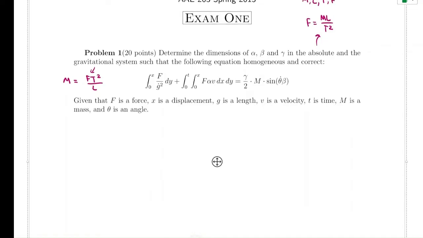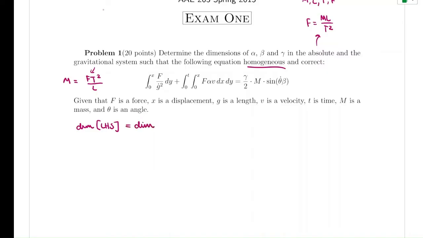Okay, and when it also talks about homogeneous, it's asking that the dimension on the left-hand side equals the dimension on the right-hand side. We're also given that F is a force, X is a displacement, G is a length, V is a velocity, T is time, M is mass, and theta is an angle.